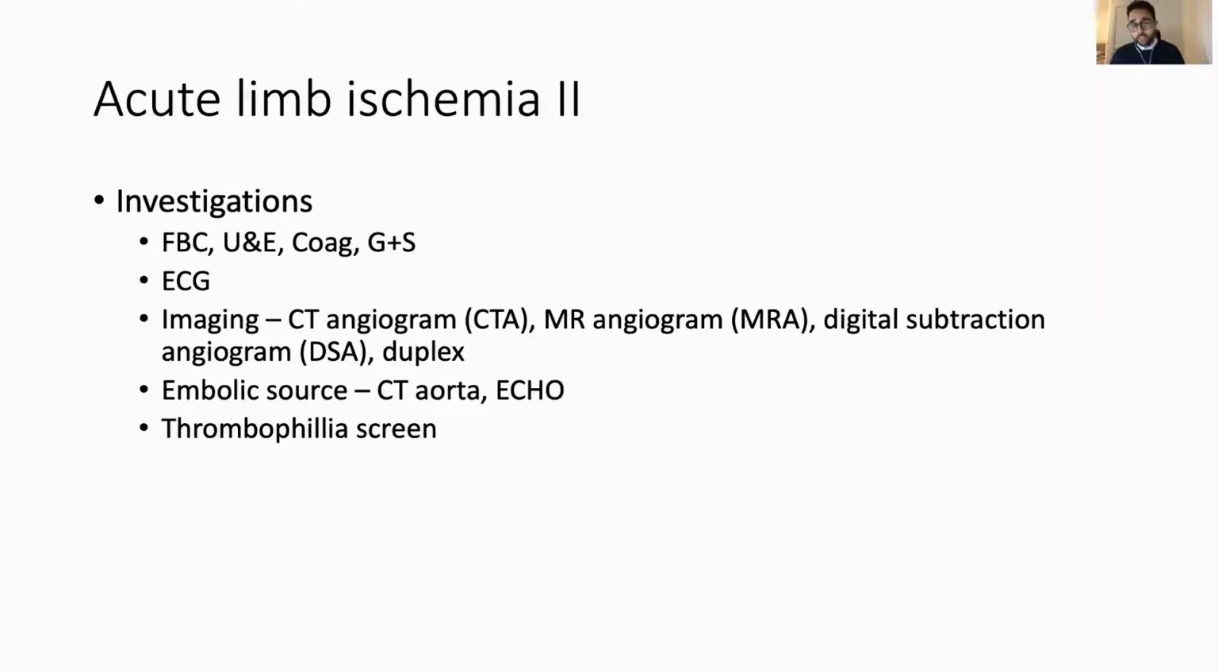After you've intervened, to complete your investigations, you should do a CT aorta to have a look for any proximal disease, such as a thoracic aneurysm, an echocardiogram to look for valvular heart pathology, and a thrombophilia screen to look for anything that makes you procoagulable. The key ones to remember are looking for antithrombin 3 deficiency or antiphospholipid syndrome.